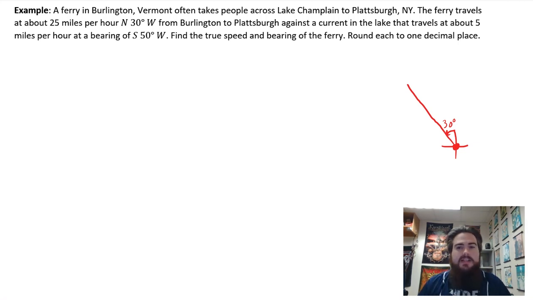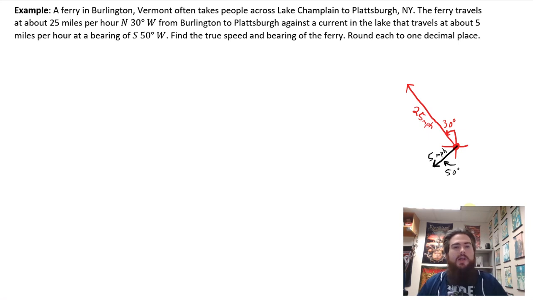We have that this is going against a current in the lake that travels at about 5 miles per hour at a bearing of south 50 degrees west. So if I draw that from this same position, I can draw this as south 50 degrees west. I have the current vector. Note that I'm going to draw the current vector much shorter. The reason for that is because in terms of magnitude, I can say the ferry vector has a magnitude of 25 miles per hour, whereas the current vector only has a magnitude of 5 miles per hour.